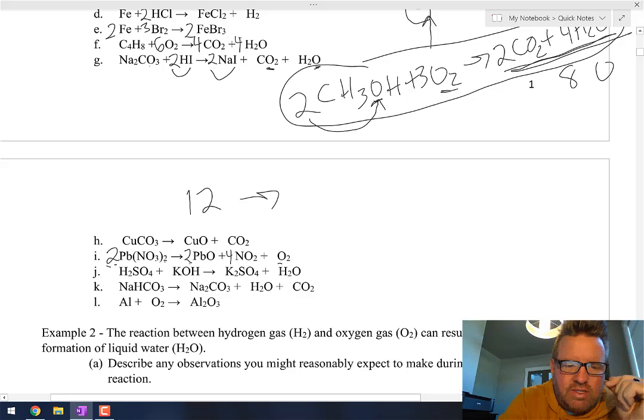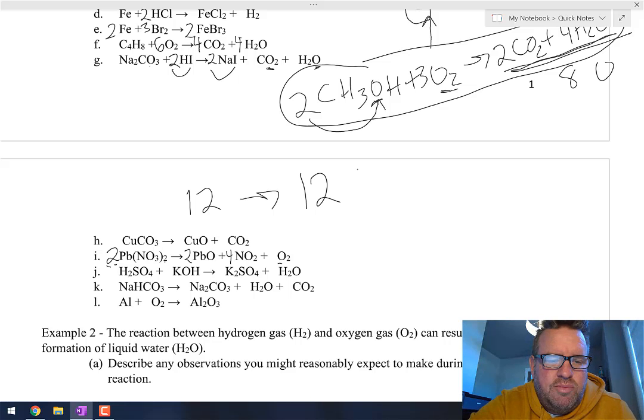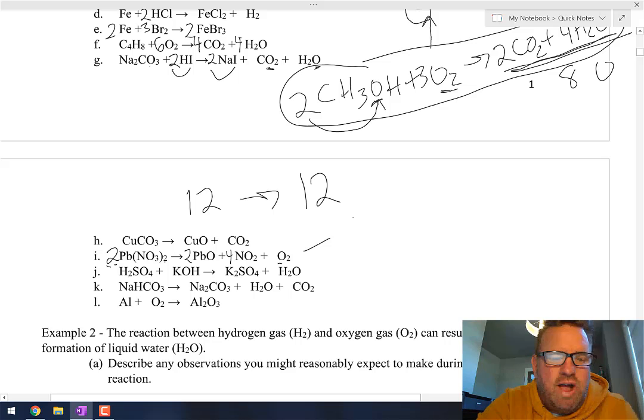On the product side, we have 2. 4 times 2 is 8. That makes 10, plus another 2 is 12. So we actually do have the correct number of oxygens on both sides now, so we're done. Again, that's a pretty tough one right there, letter I. Okay, and if you can do those, great. I mean, you should be able to do them. It's just a little bit of back and forth getting to the right answer.